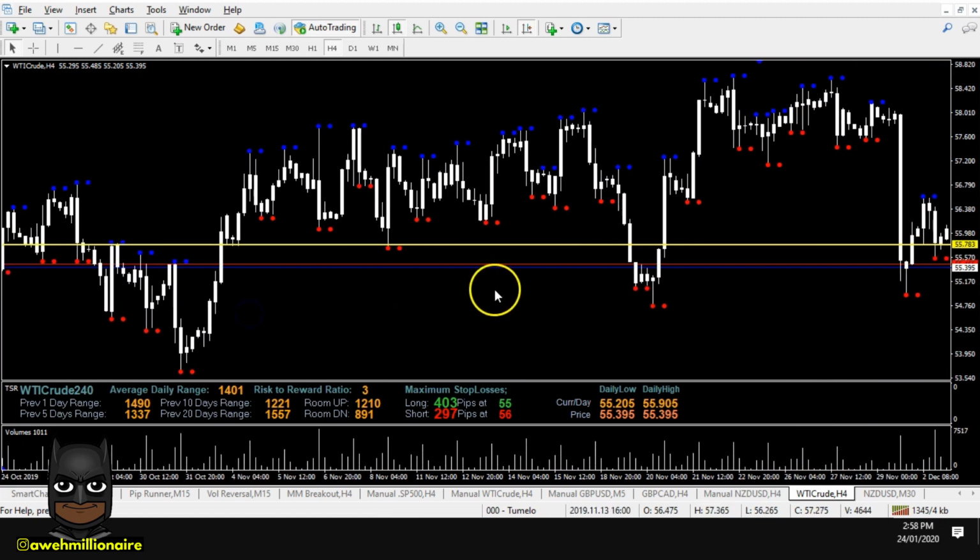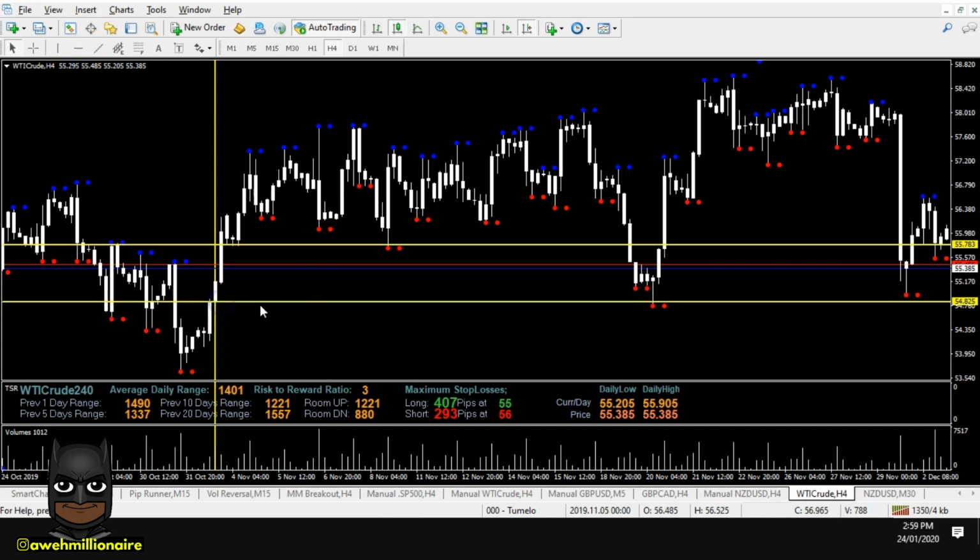The one that we were focusing on, the second demand level, is right over here. So right over there, there's the demand level. Okay, the demand level was over there.